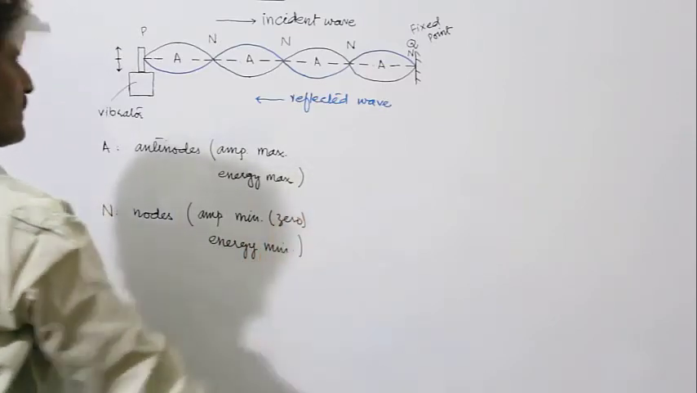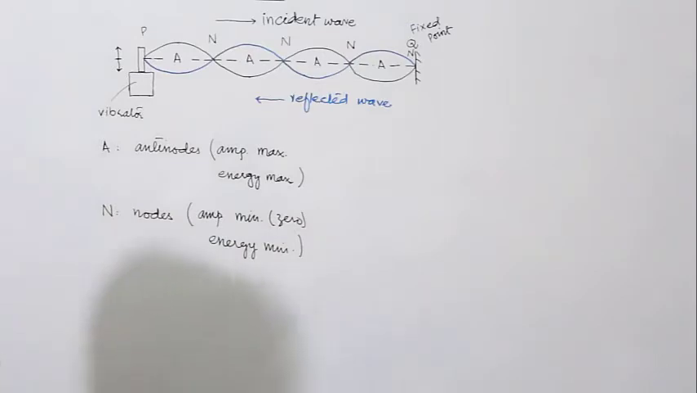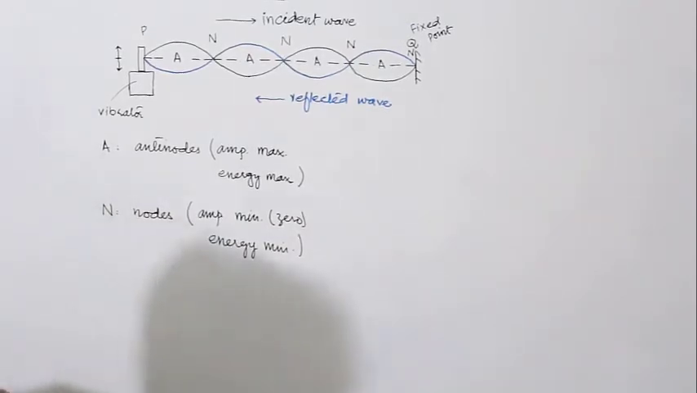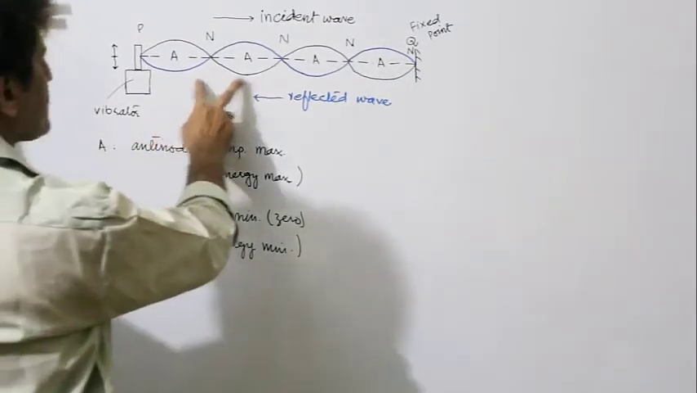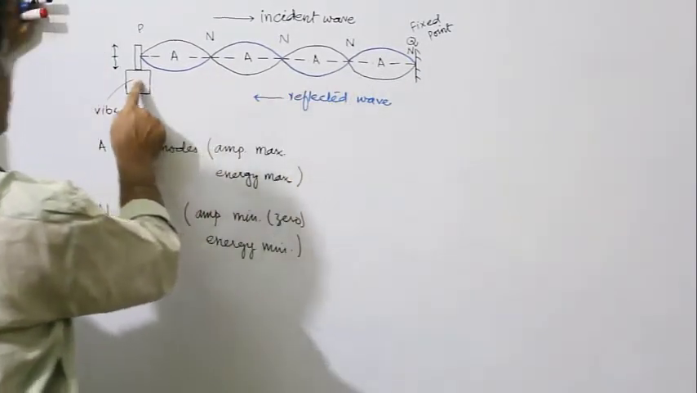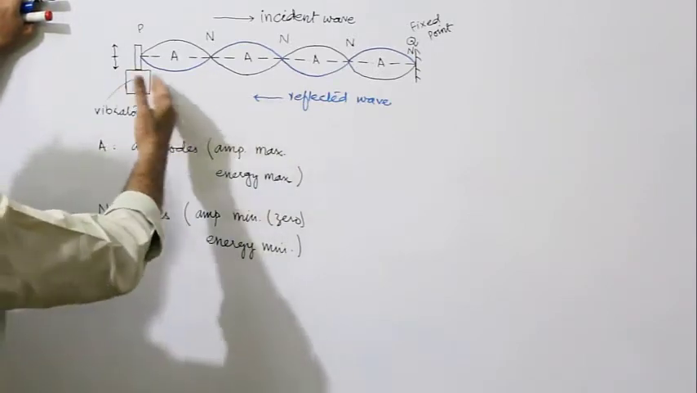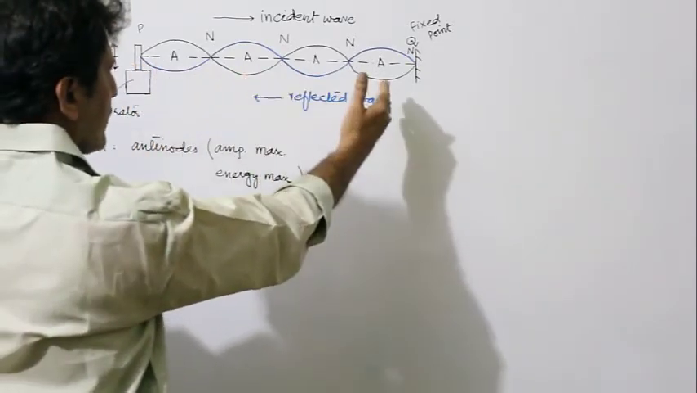So basically we can describe the stationary waves, the waves by which energy cannot be transmitted. And how can we say it? Because we have a fixed number of loops for a particular frequency of the vibrator. If we change the frequency, the number of loops will also change.